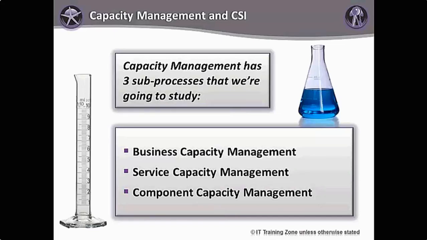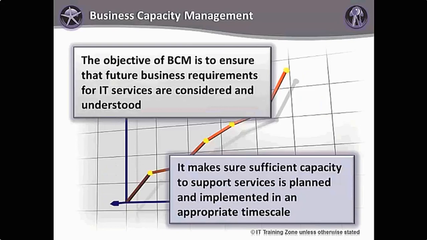Capacity management has three sub-processes that we're going to study: business capacity management, service capacity management, and component capacity management. Let's start with business capacity management. The objective of business capacity management is to ensure that future business requirements for IT services are considered and understood. It makes sure that sufficient capacity to support services is planned and implemented in an appropriate timescale.